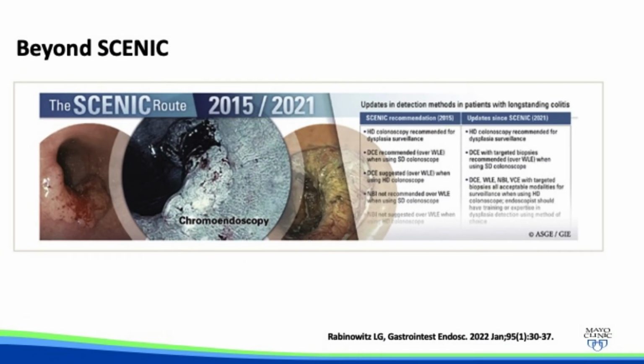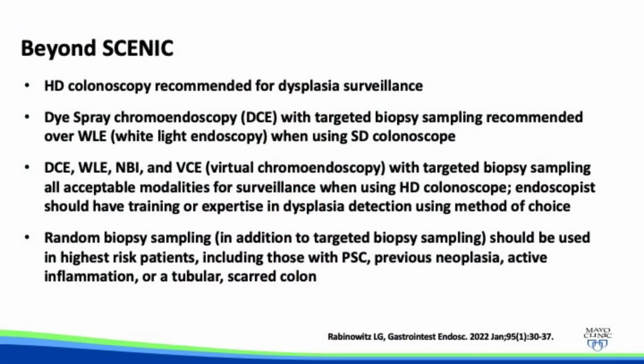I was fortunate enough to be involved in the SCENIC recommendations from 2015, and this is an update, a review article that was written by Jim Marion from Mount Sinai. Basically, they came to the following conclusions. High-definition colonoscopy is recommended for dysplasia surveillance. Dye spray chromoendoscopy with targeted biopsy sampling is recommended over white light endoscopy when using a standard definition colonoscope.